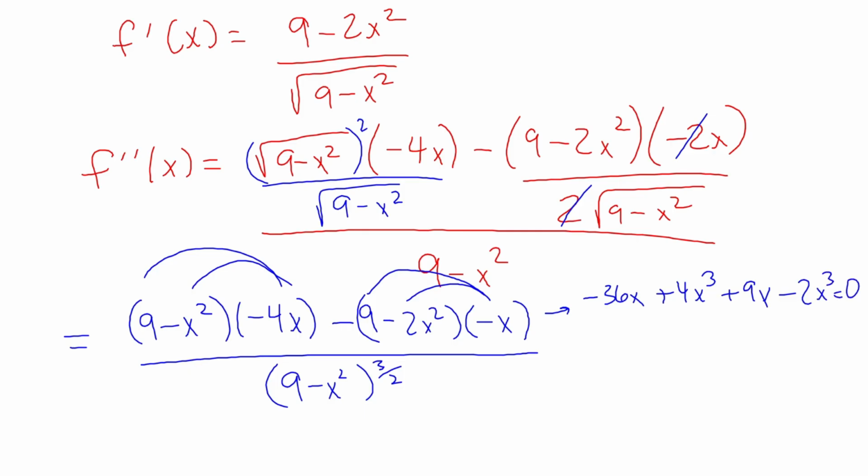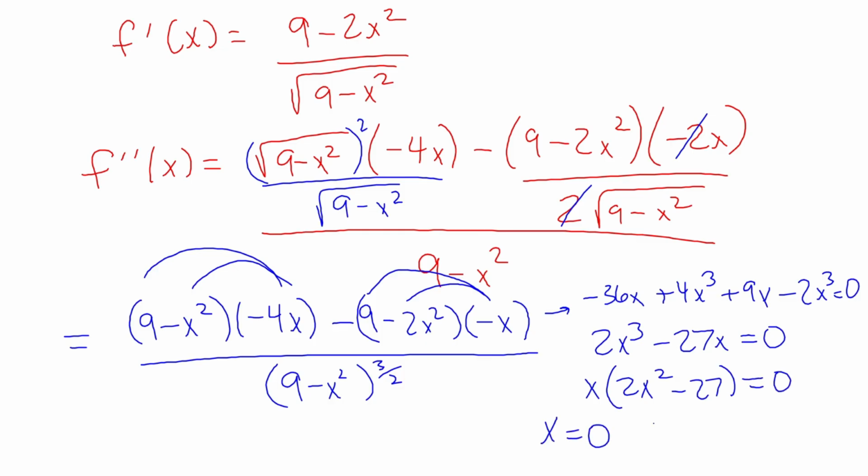So we want to know, when does that equal 0? Well, that'd be when 2x cubed minus 27x equals 0. We'll factor out the x from it, leaving us with 2x squared minus 27, giving us x equals 0, and x equals plus or minus root 27 over 2. Well, the square root of 9 is 3, right? And so 27 over 2 is more than 9. So these are not in the domain, so we don't have to worry about those. So really we just have a singular possible point of inflection at 0.